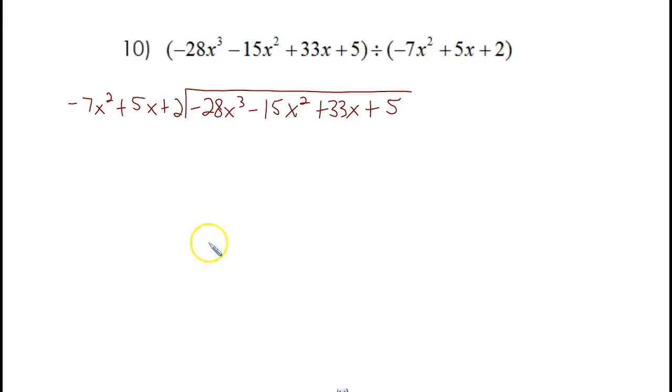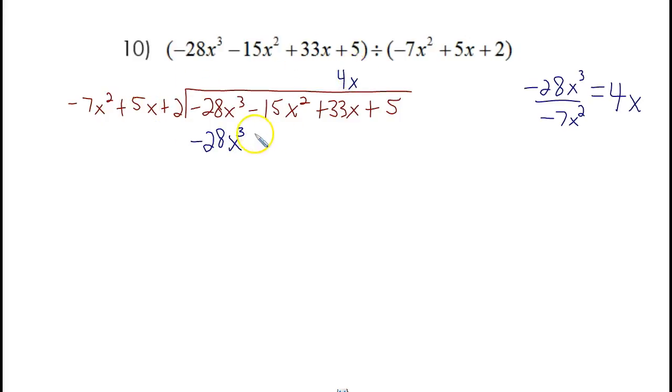Remember, we focus only on the first terms when we divide. Negative 28x to the third power divided by negative 7x squared. Negative divided by negative is positive. 28 divided by 7 is 4. x to the third divided by x squared is x. So we divide negative 28x to the third by negative 7x squared to get 4x. I line it up over the appropriate spot here, the third term in, which is right here. And then I multiply 4x times all three of these terms over here. 4x times negative 7x squared is negative 28x to the third power.